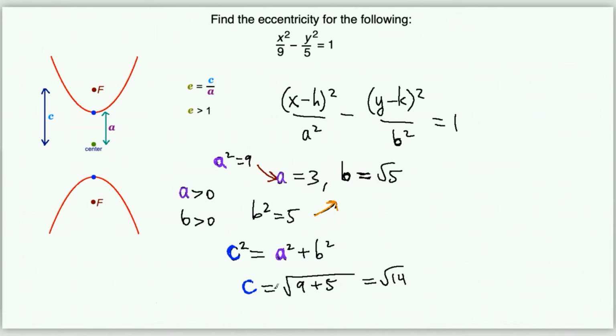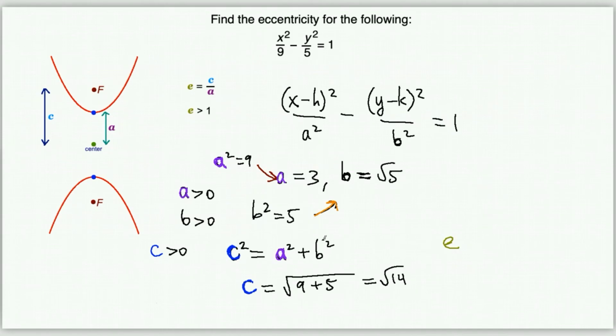And again, c is greater than 0. It's positive, and c has to be greater than a, and it has to be greater than b. And as you can see, radical 14 is indeed greater than 3, and it's greater than radical 5, because radical 9 is 3, and radical 5 is definitely smaller than radical 14. So now it makes sense that the eccentricity as a result is equal to what?